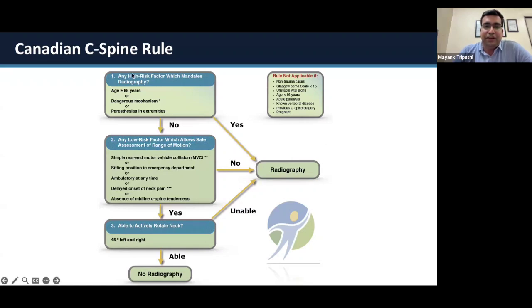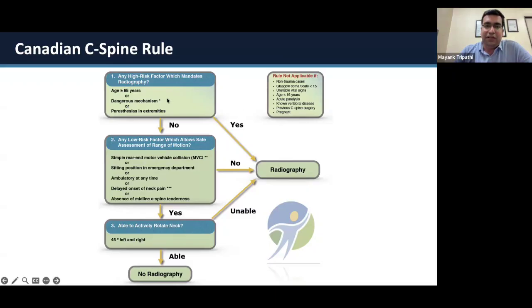For the Canadian C-spine rule, we basically look at the three high-risk factors, which are age, if more than 65 years, there is dangerous mechanism of injury, or the patient has paresthesia in the limbs. If any of these is positive, then we go for radiographical imaging.